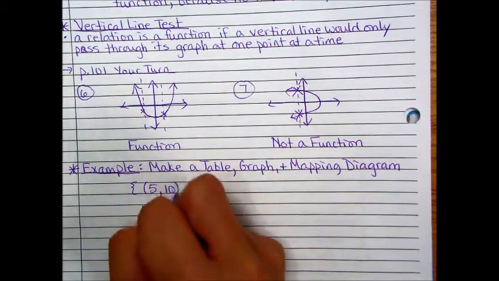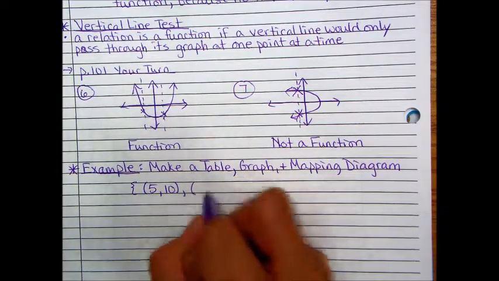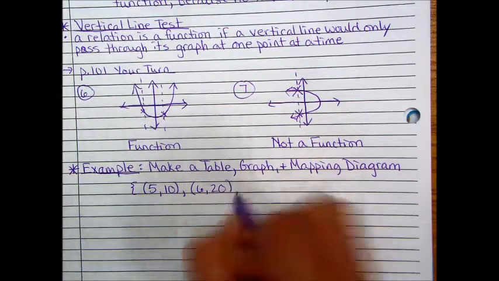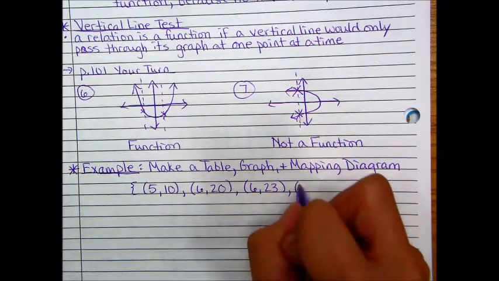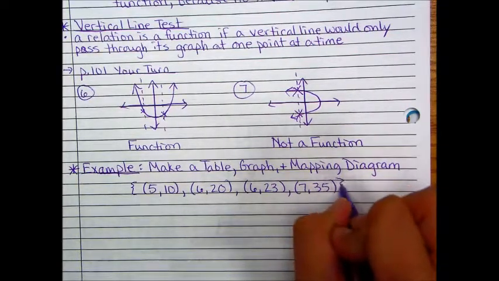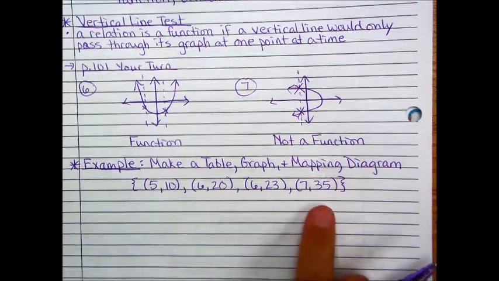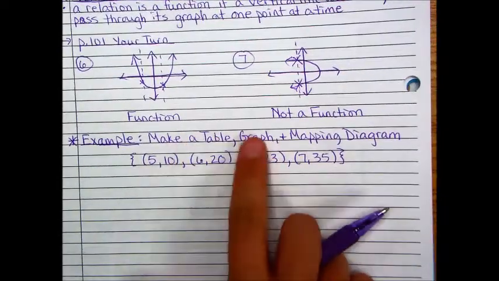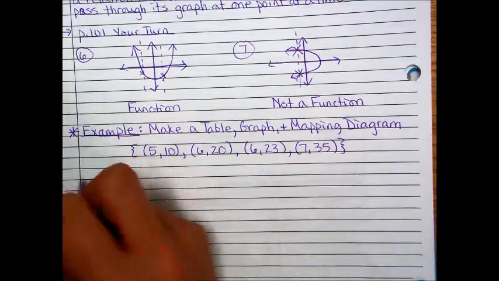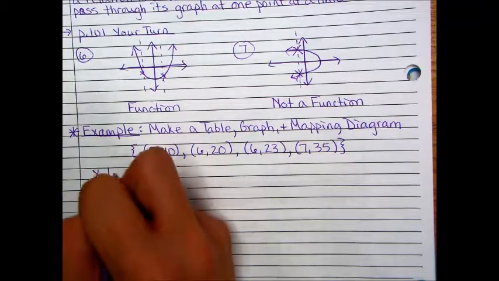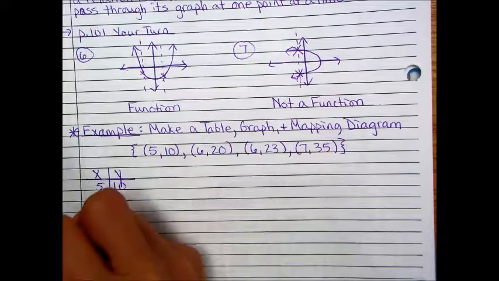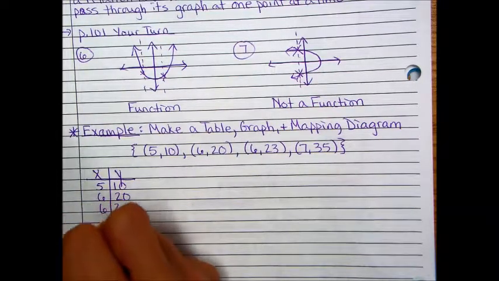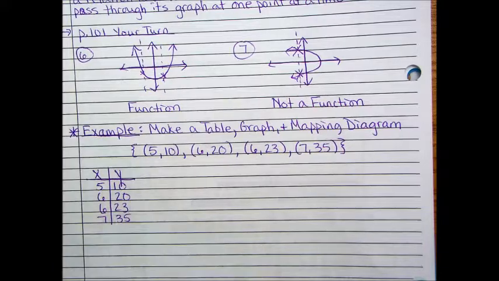My first ordered pair is (5, 10). Then I have (6, 20). Then I have (6, 23) and (7, 35). So I've been given this set of data and I've been asked to make 3 different representations. The table is by far the easiest. You have a big list of ordered pairs, which are just X and Y coordinates, that you're going to make an X and Y column, and you're just going to fill in your ordered pairs. So tables should be no problem.